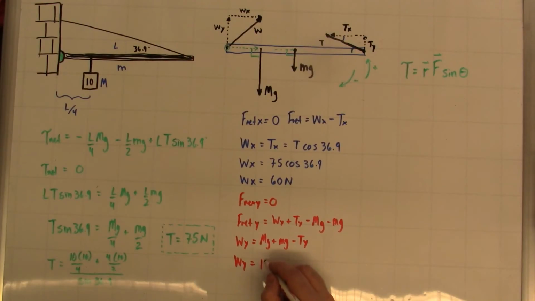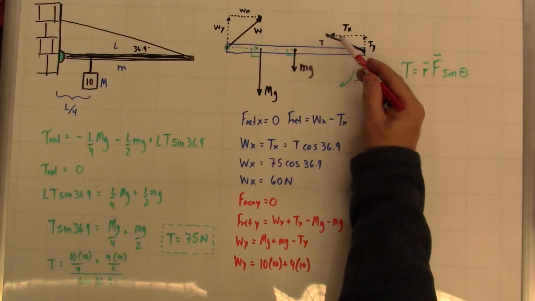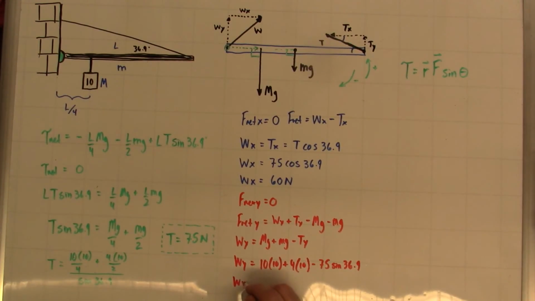which is 10 times 10, plus my little mg, the mass is 4, the gravitational field strength is 10, and then my t in the y direction, if I go back here, the y is the opposite side here, so this is 75 times the sine of 36.9. So there's 100, this is 40, this is minus. Okay. When I do 75 sine 36.9, that value is 45. So I end up with 140 minus 45. So the w in the y direction is equal to 95 newtons.